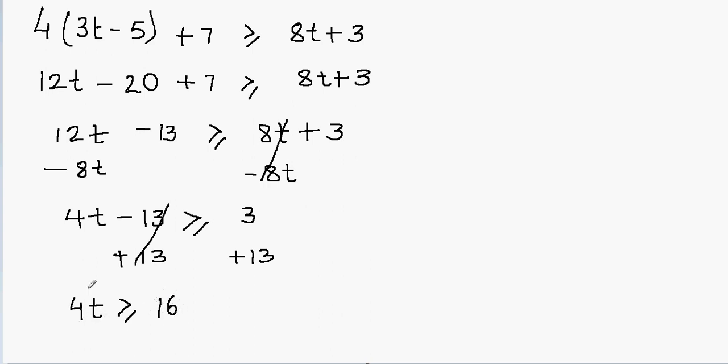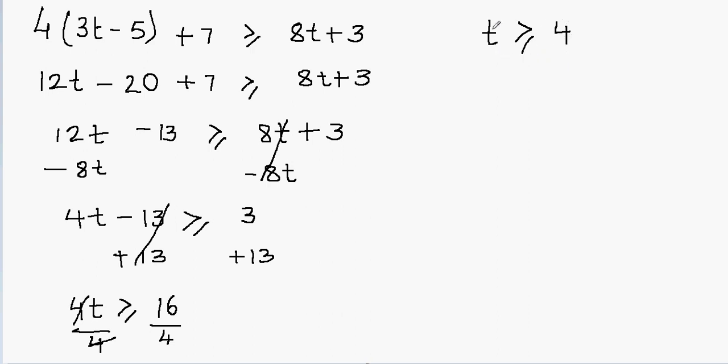And then I need t by itself. So now I will divide both sides of the equation by 4 to get t by itself. Here 4 and 4 cancel out each other. So left hand side I have t greater than or equal to 16 divided by 4 will give me 4. So my final answer is t is greater than or equal to 4.